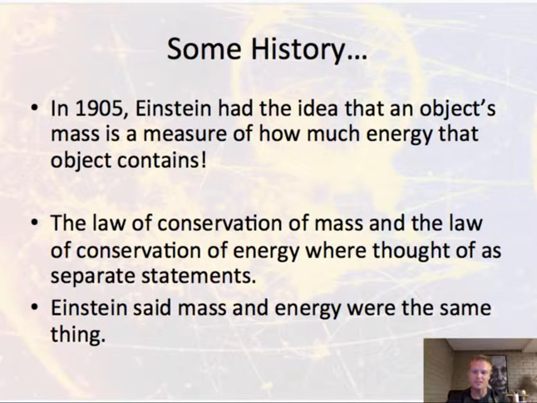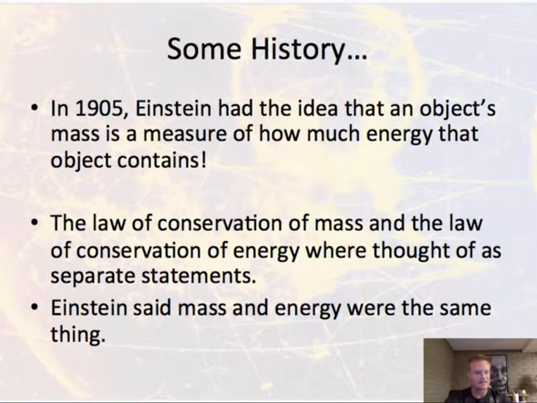Just some quick history for you. In 1905, Albert Einstein had this great idea that an object's mass is actually a measure of how much energy that object contains. Prior to this revelation, the law of conservation of mass and the law of conservation of energy were thought of as separate statements. You're either talking about energy or talking about mass. They don't go together. Einstein said, no, mass and energy are basically the same thing. They're interchangeable. Mass can become energy, and energy can become mass.